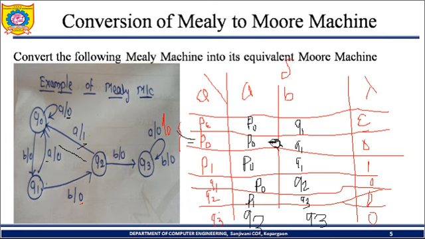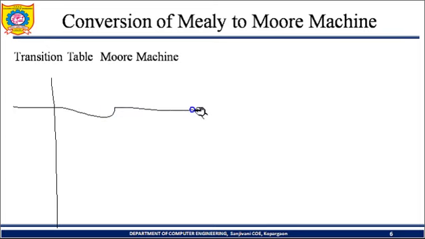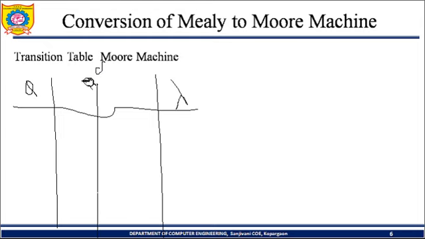Okay, so now, based on this transition table, we need to draw the transition diagram. So I will draw the transition diagram based on this. To draw the transition diagram, I will use the transition table which we have designed right now, which consists of a total of 6 states, and the input alphabets are A and B. A and B are the input alphabet.